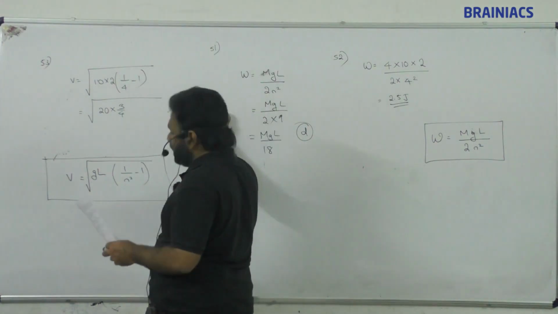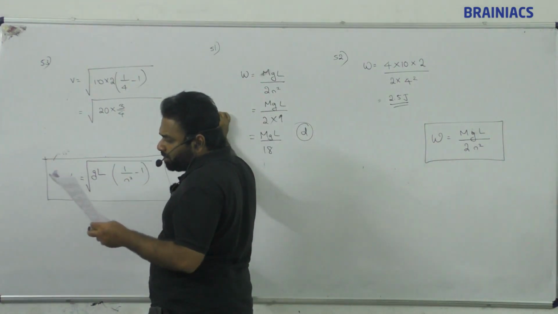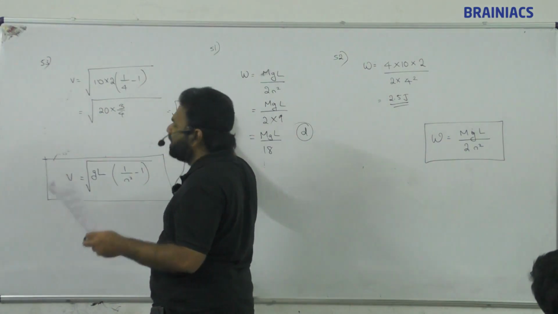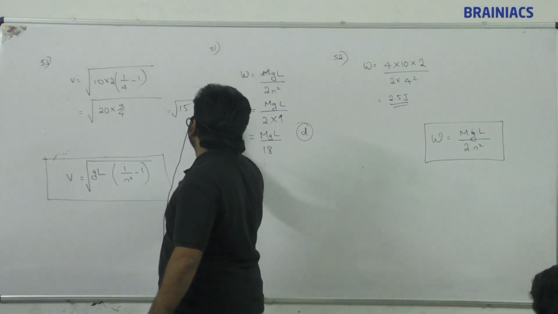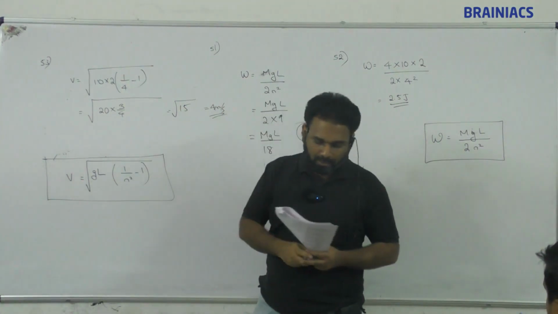How much will root 15 be? What are all the options? 2, 4, 6, 8. Take 4. Okay. Done.